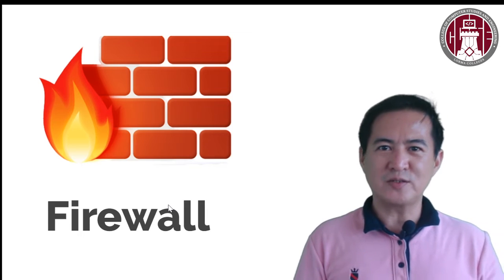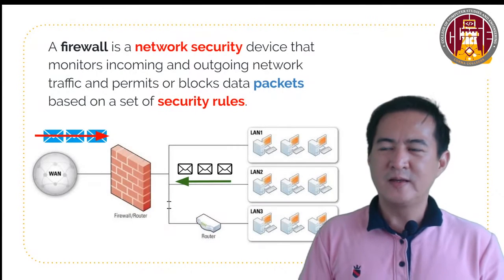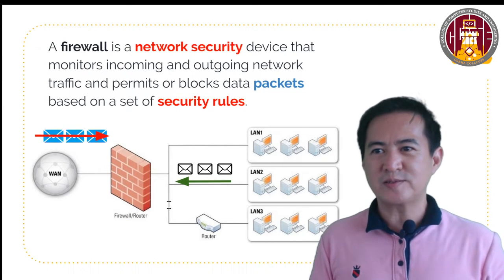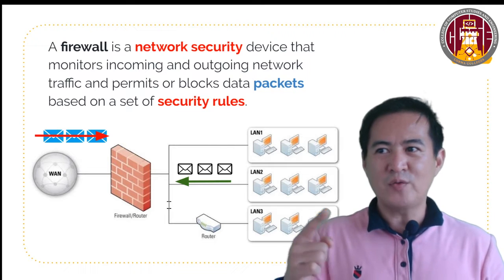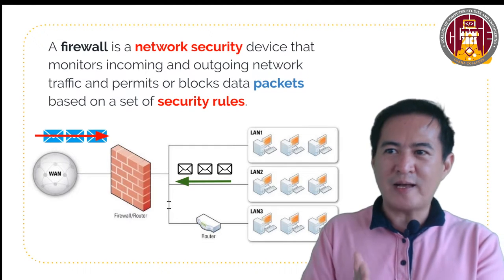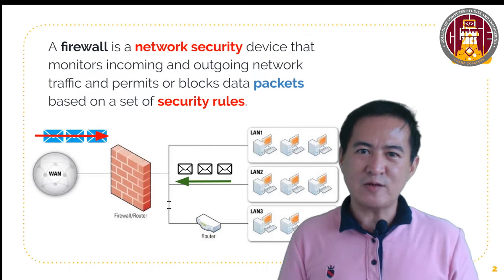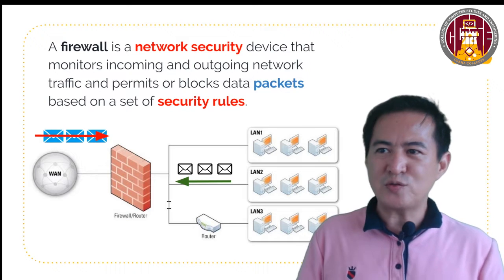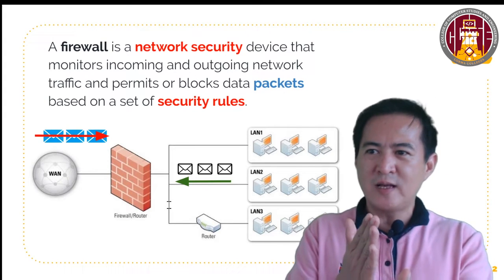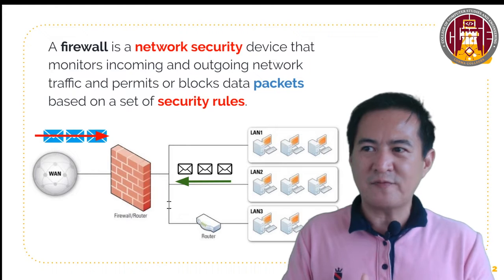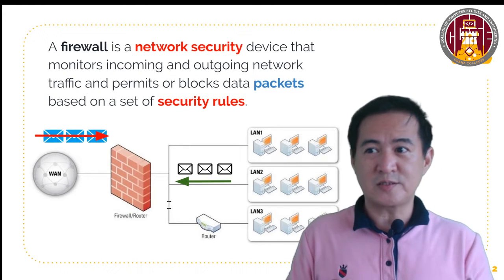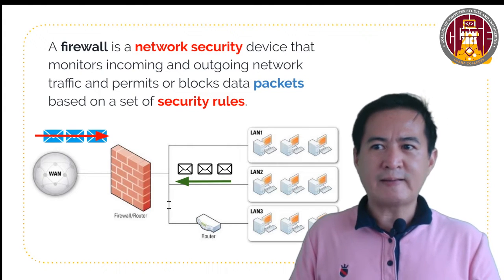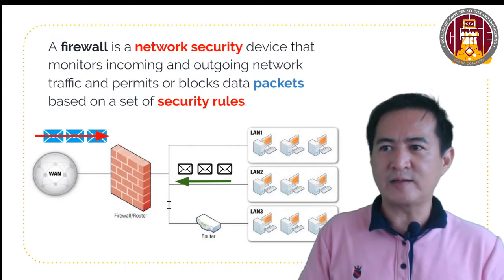Let's continue our discussions on firewall. Again, a firewall is a network security device that monitors incoming and outgoing network traffic and permits or blocks data packets based on a set of security rules. So the purpose of this is to establish a barrier between your internal network and incoming traffic from external sources such as the internet. It's in order to block malicious traffic like viruses and hackers.